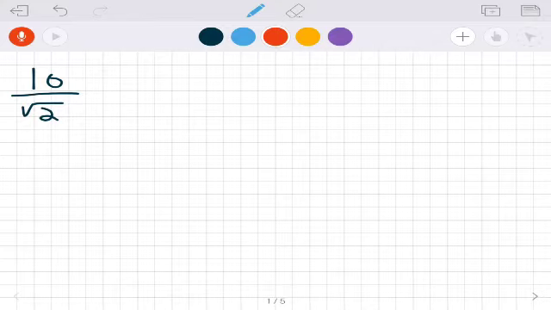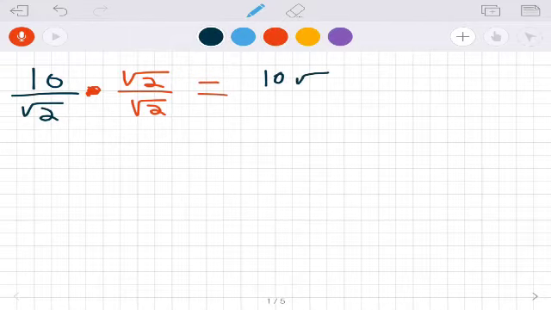Now, what we can do is the same kind of thing as if we were simplifying a fraction or looking to find a common denominator of a fraction. We're going to take this fraction and multiply it by the square root of 2 over the square root of 2. So when you multiply this out, on top you end up with 10 square root of 2.